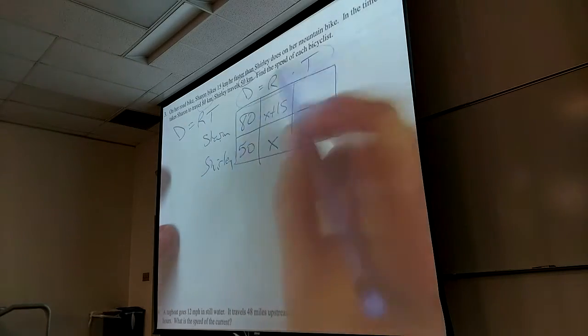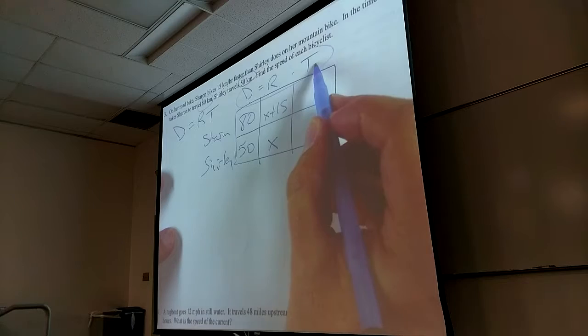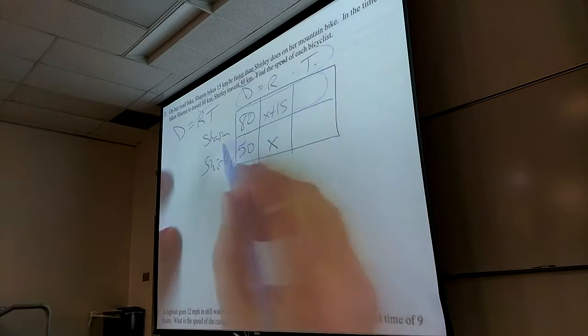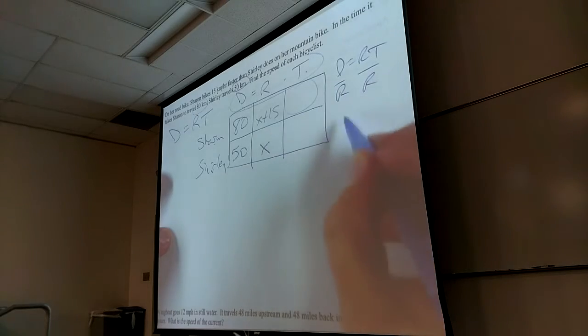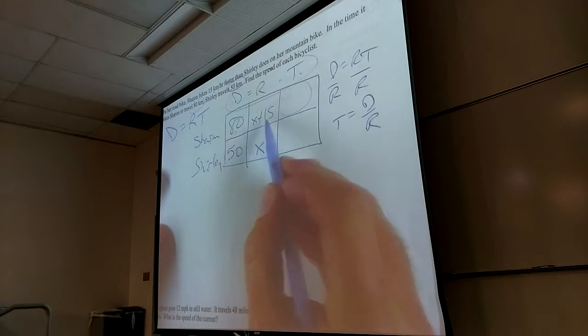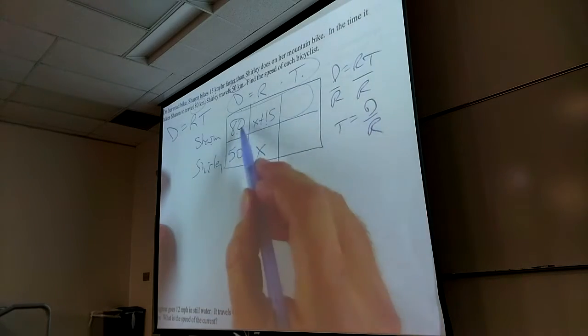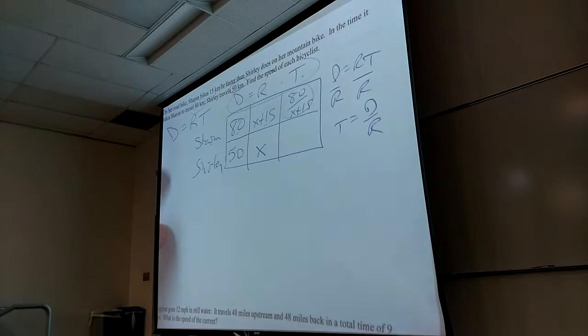What does the formula say? D equals RT. So how do I figure out the time for Sharon? If D is RT, what's time? Let me do it for you. There you go. Time is distance divided by rate. So what do I put here? 80 over x plus 15.